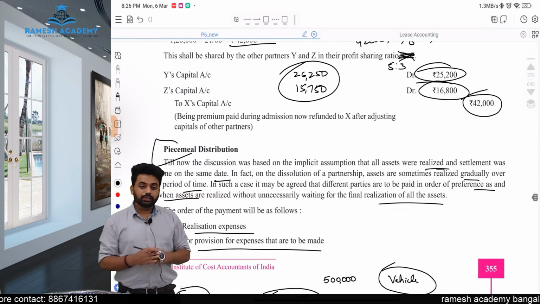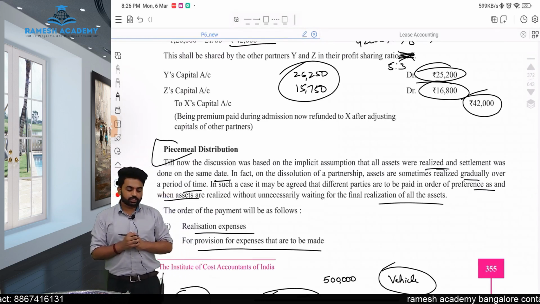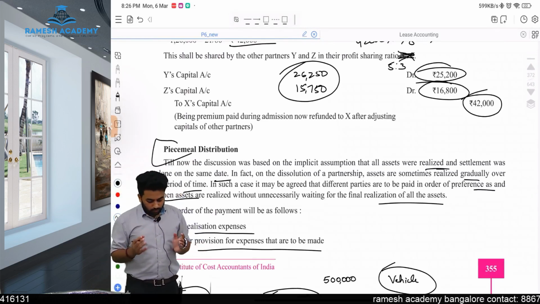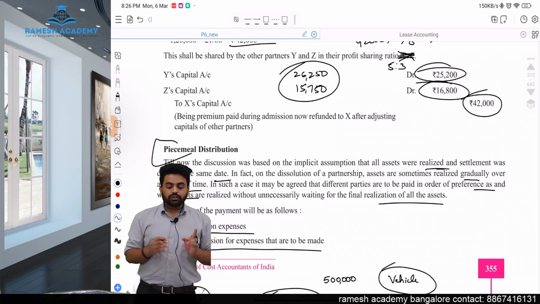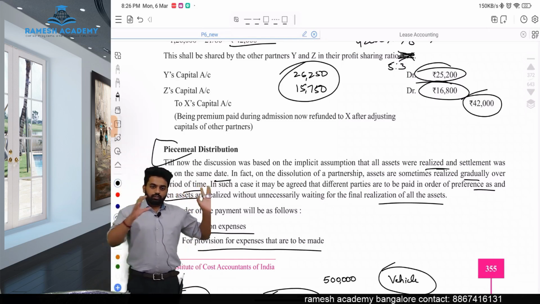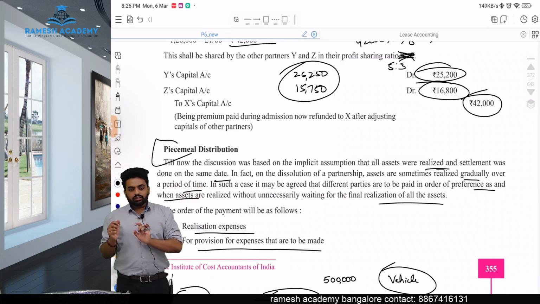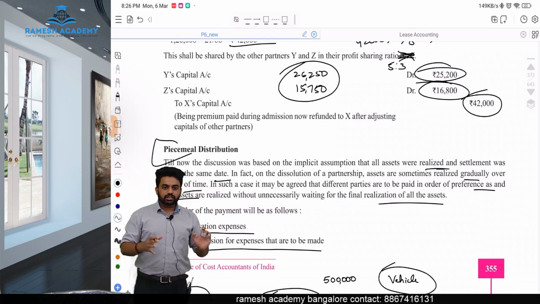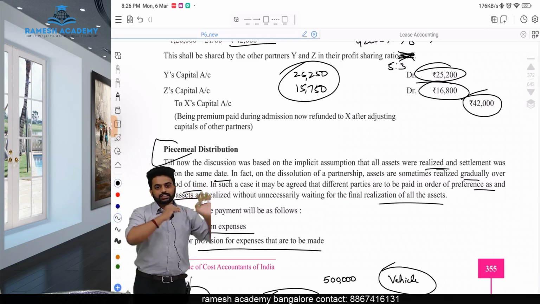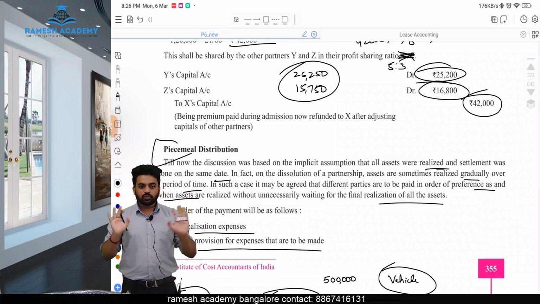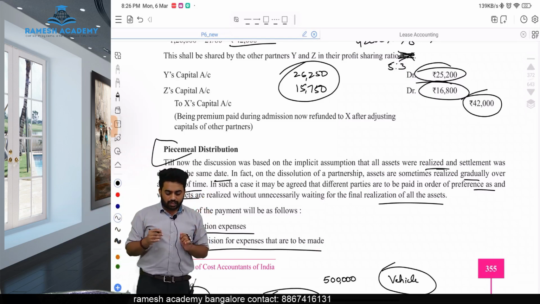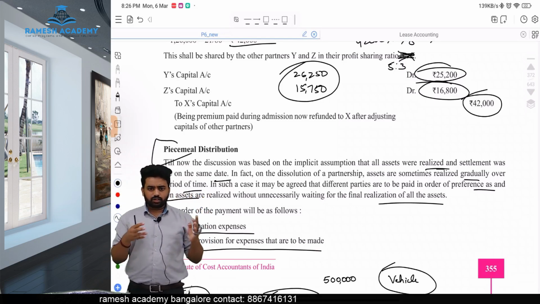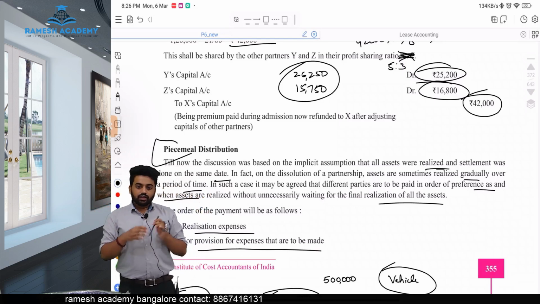Next one is piecemeal distribution. Listen, till now what we thought was, we will bring every asset into the realization account, and every liability into the realization account. In a wholesale we will sell the assets, in a wholesale we will pay the liabilities. Practically that is not what happens. That is not how it takes place.